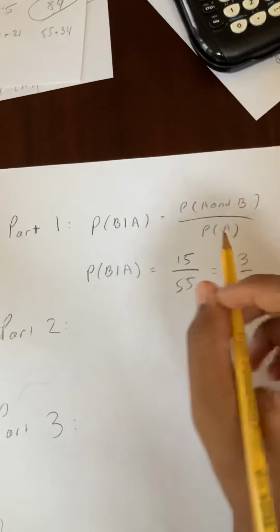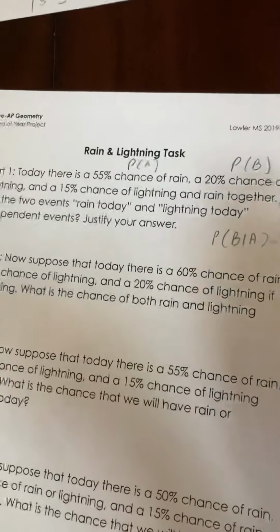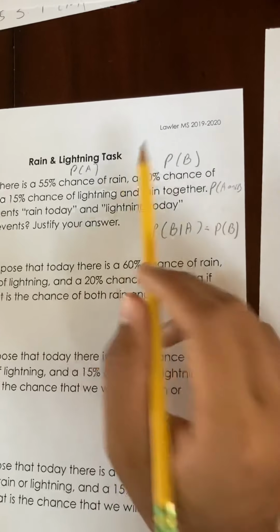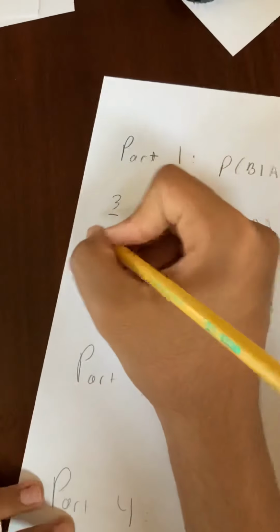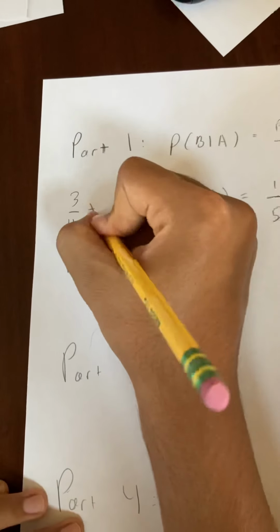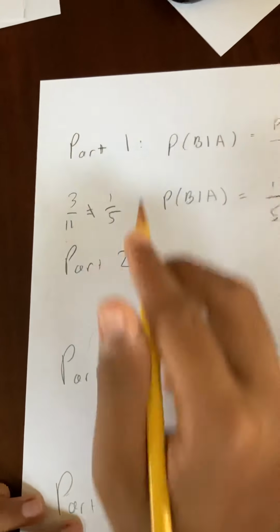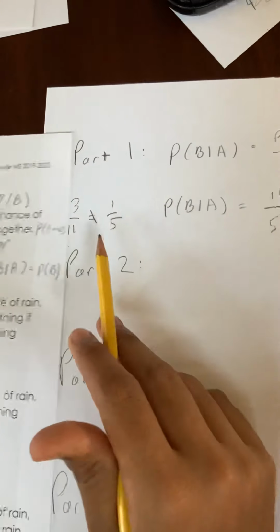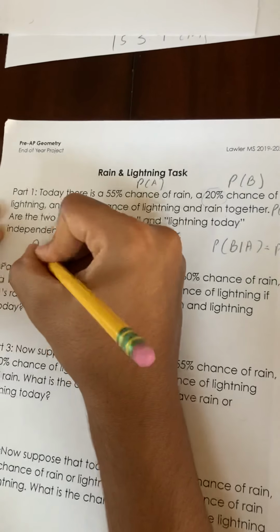So is 3/11 equal to the probability of B? Well, the probability of B is 20%. But 3/11 is not equal to 1/5, which is 20%. So that means our events are not independent and actually dependent.